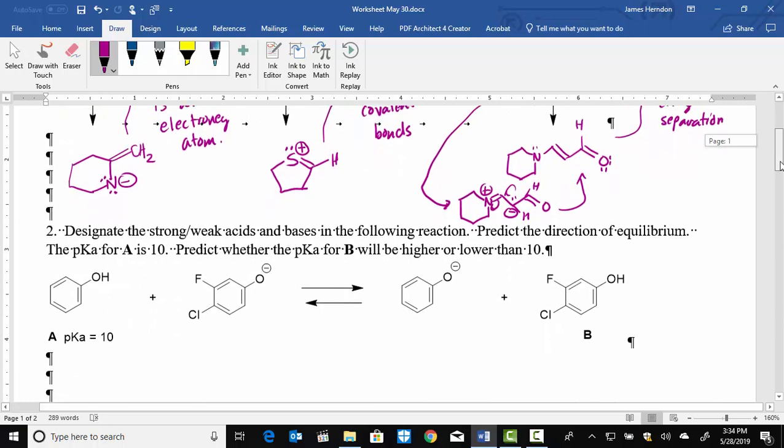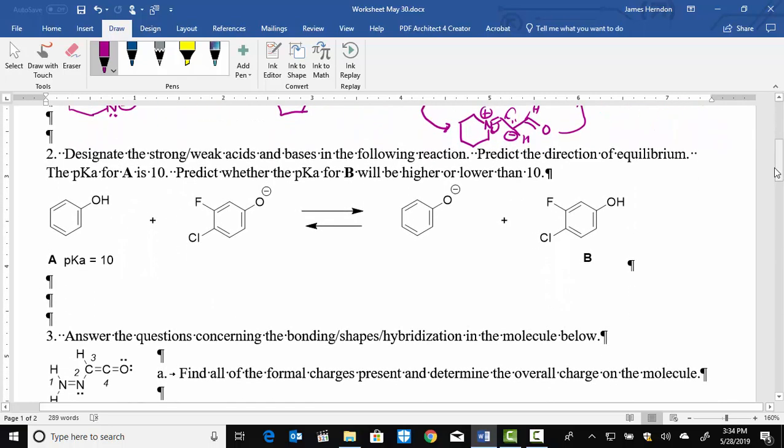The next one, we're going to designate the strong and the weak acids, bases and acids in this one, and we're going to predict the direction of equilibrium. We're also going to be given the fact that the starting pKa of one of these compounds is 10. Okay, all right, so this is obviously going to be the acid because it's got a pKa value associated with it.